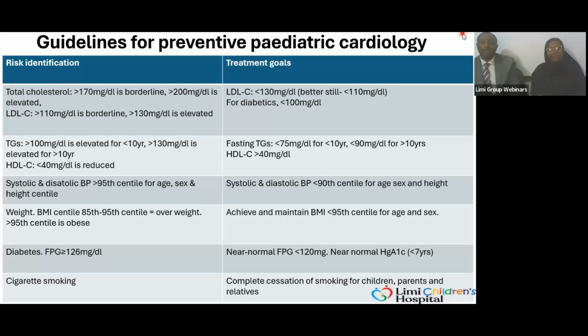Okay. So we really appreciate you, dear listeners. We are getting to the end of our presentation. What are the guidelines for preventive pediatric cardiology? Looking at the risk factors that we've discussed today and looking at the goals of treatment we want to achieve.